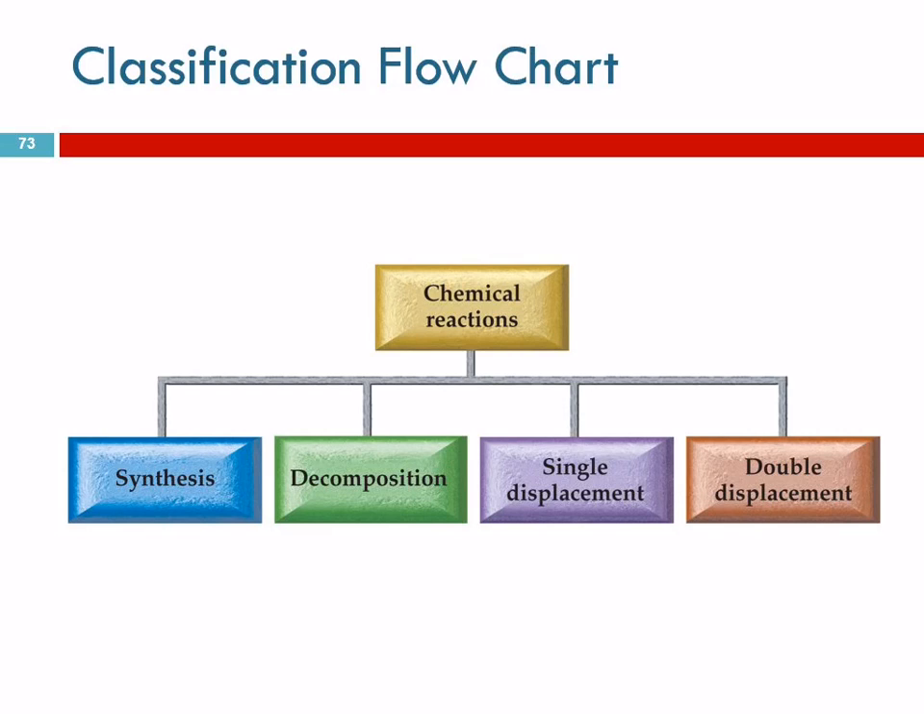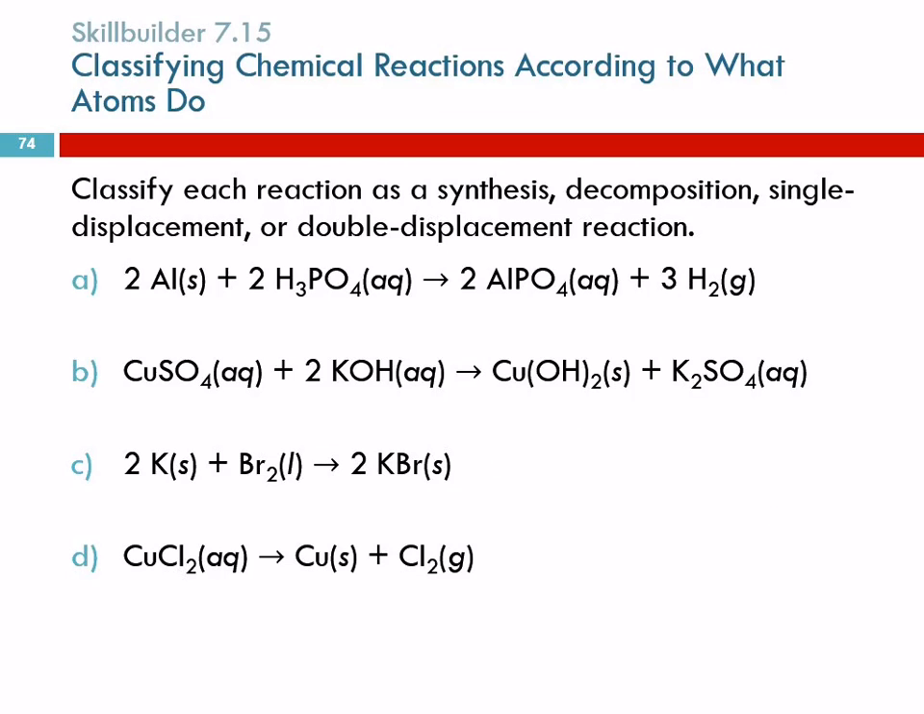So here's a classification flowchart for those of you who like flowcharts. We can take chemical reactions and put them into these different categories: synthesis, decomposition, single replacement, double replacement. What you need to be able to do is identify what category a reaction is in. So let's look at this. This will show up as a multiple choice question on an exam, and so your ABC choices will be synthesis, decomposition, single displacement, or double displacement. And so we have to choose one.